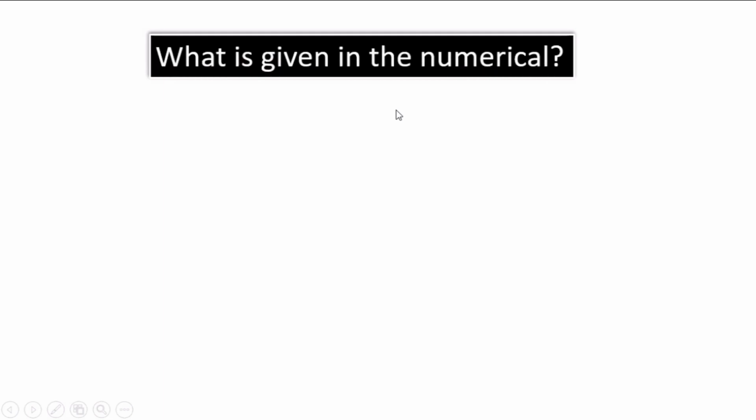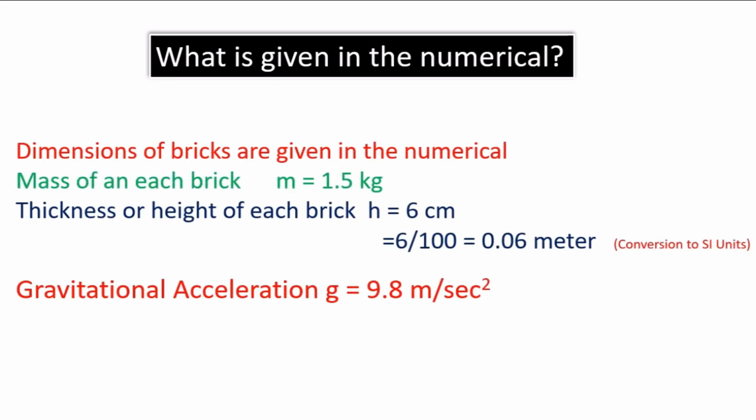The next important thing is to extract the data which is given in the numerical. In the numerical statement, only the dimensions of the bricks are given. The mass of a brick is 1.5 kg and the thickness or height of the brick is 6 centimeter, and we will use a gravitational acceleration value of 9.8 meter per second square.